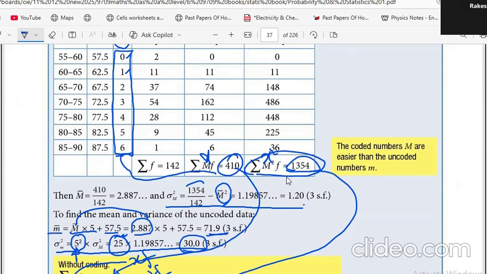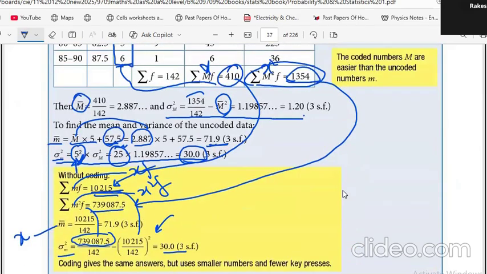The mean and these values, which will be calculated using these, can just be multiplied by the constants and adjusted by whatever you subtracted to get the answer. But your calculation will become very easy, otherwise your numbers will become very big. 10215, this is xf, this is x square f. So coding helps us handle data, it makes calculations easier, and you have a shortcut to avoid big numbers, otherwise everything will become big.